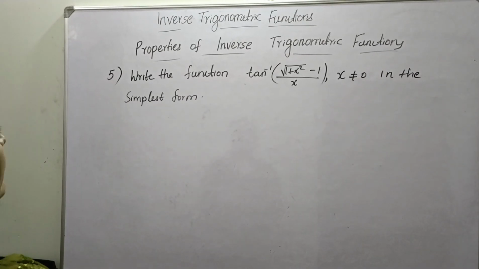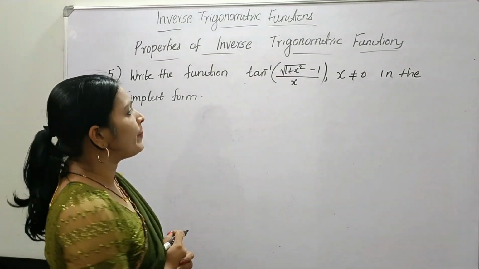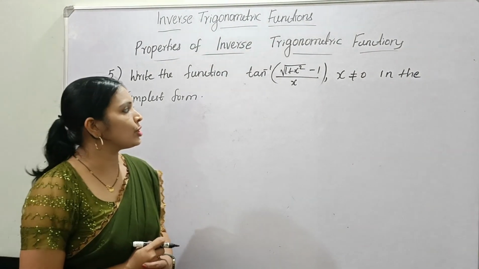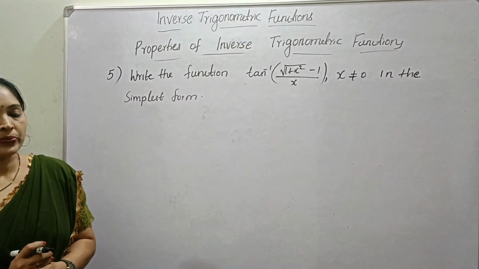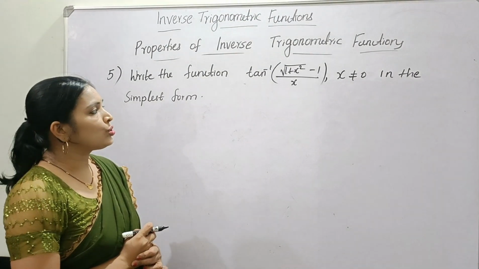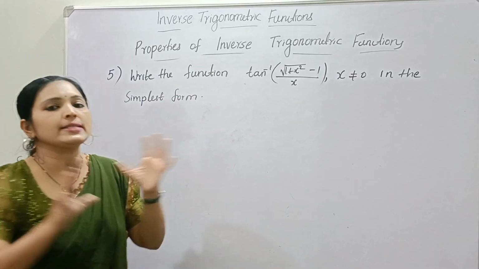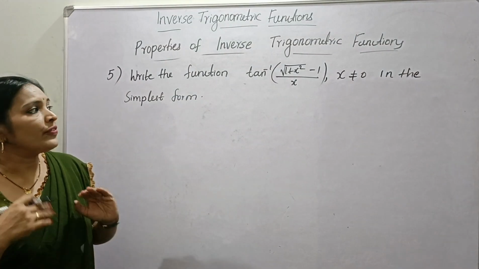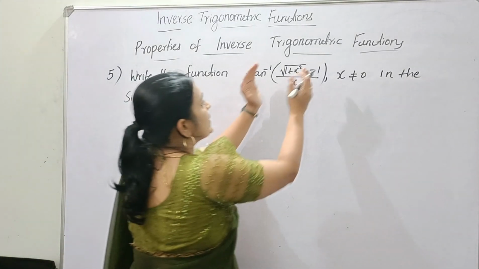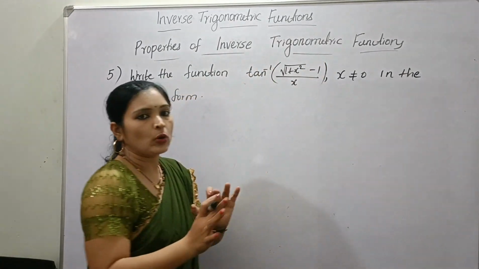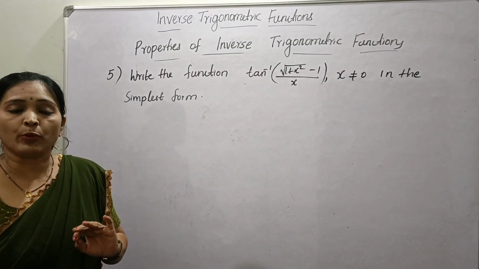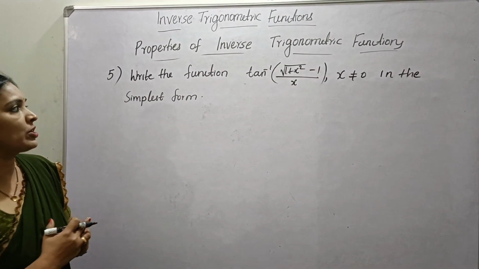Write the function tan inverse of root of 1 plus x square minus 1 divided by x, x not equal to 0, in the simplest form. So here also we have to write this function in the simplest form. See here our function is tan inverse of. So we have to make this portion tan of, so that we will be able to apply the properties of the inverse trigonometric functions.